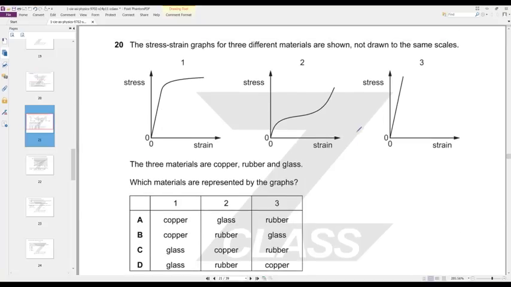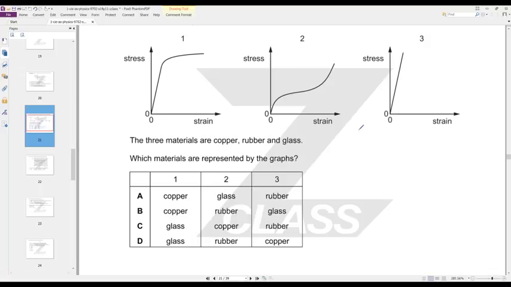Stress-strain graphs for 3 different materials are shown, not drawn to the same scales. Fair enough. Our 3 materials are copper, rubber, and glass. Okay, so which materials are represented by the graphs? First of all, glass, straight away. It's breaking. Breaking means it's glass, probably. We would hope. So, yeah. We're looking at, this should be copper, rubber, glass, I should think.